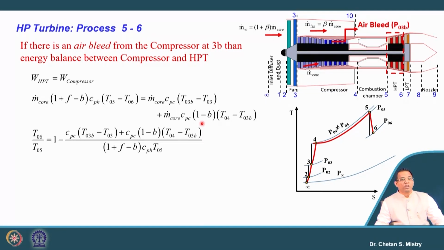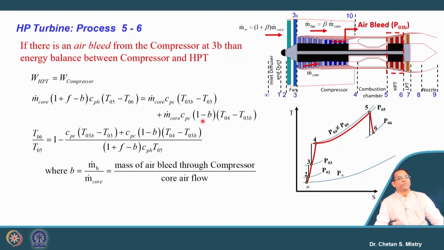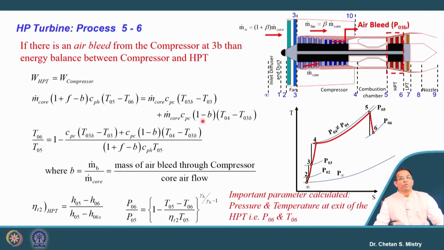Now, just realize this part: after T03B, the amount of air that we have bled means my mass flow rate will be m dot core into (1 minus B). If this is the case, we can do our calculation for the exit temperature from the HP turbine. Based on the efficiency formulation, we can calculate the exit pressure. So, we can have exit pressure and exit temperature with the bleed configuration.